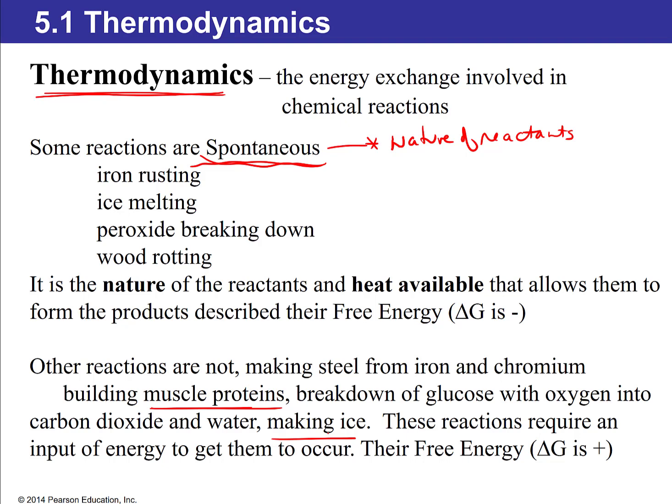You have to put more energy in, and that energy they call delta G. That's just a terminology they use. The delta G is positive because we have to put energy in. Whereas if ice melts, the delta G is negative. Negative means I don't have to put anything in. It's actually going to be able to occur spontaneously. So spontaneous reactions don't require energy. Non-spontaneous reactions do.